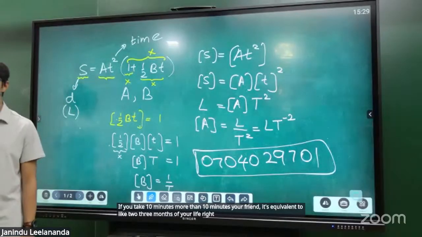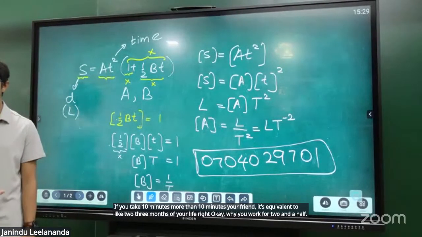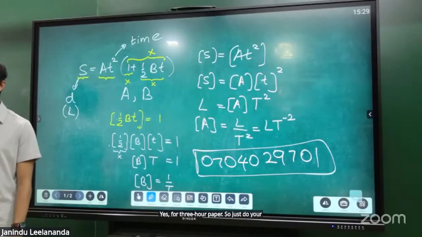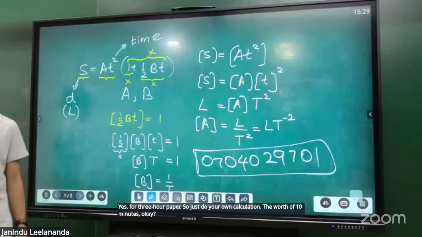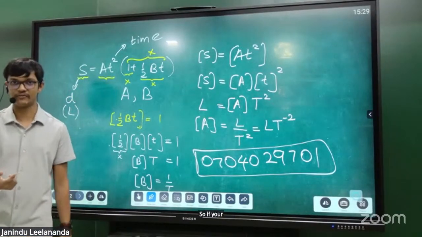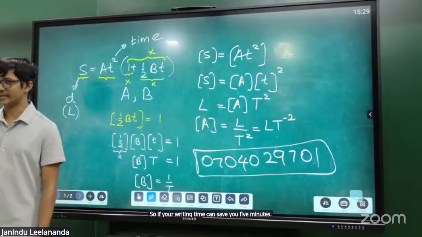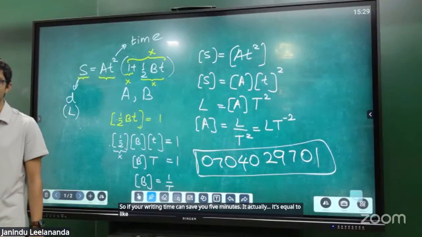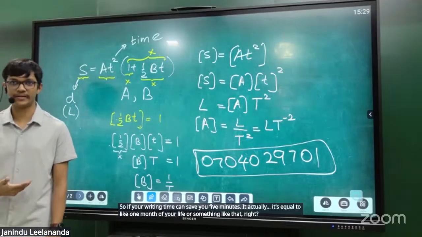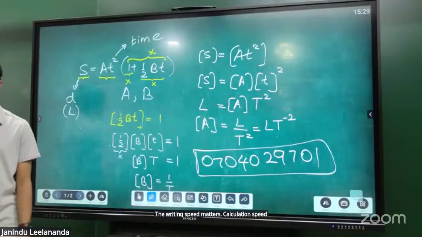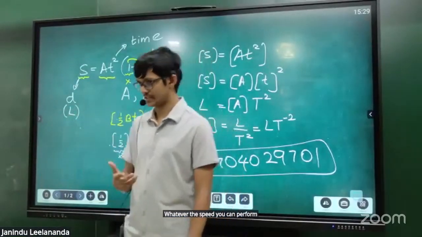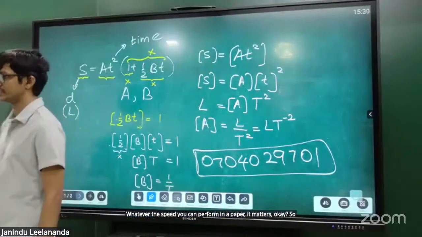Okay, why do you work for 2.5 years for a 3 hour paper? So just do your own calculation, the worth of 10 minutes, okay? If your writing time can save you 5 minutes, it's actually equal to like 1 month of your life or something like that, right? So writing speed matters, calculation speed matters, okay? Whatever speed you can perform in a paper, it matters, okay? So try to push every boundary in the class, okay?